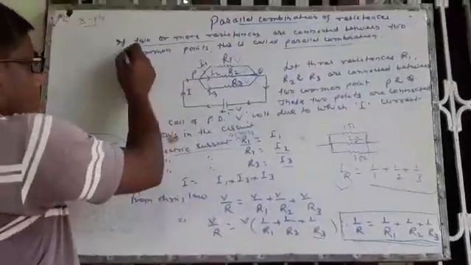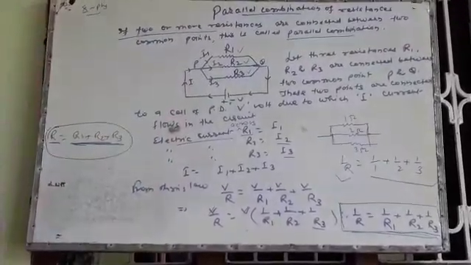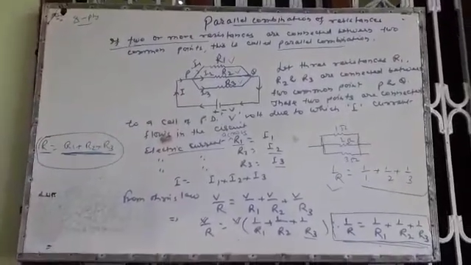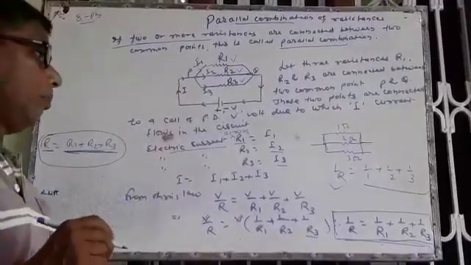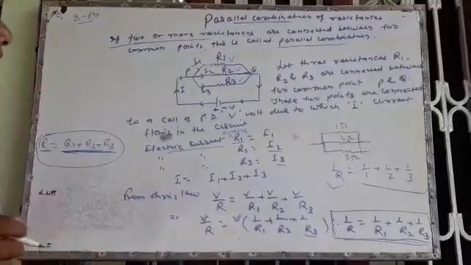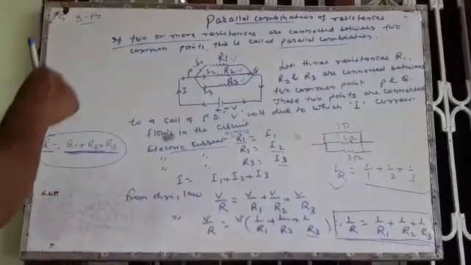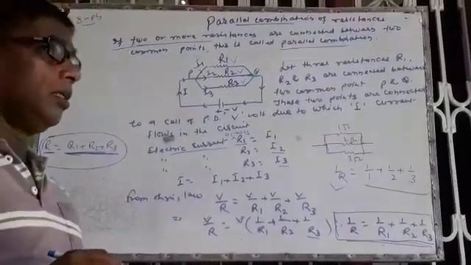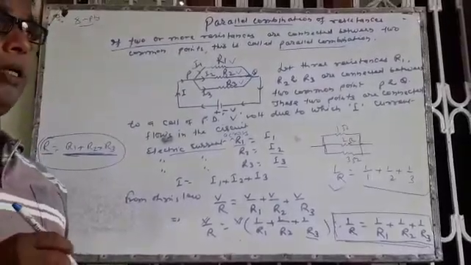So this is the combination of two types of resistance, that is parallel combination and series combination. In my next class, I will solve a few numerical questions based on these two combinations, series as well as parallel combination.